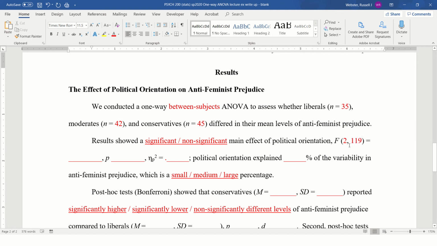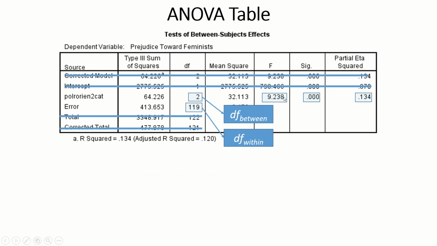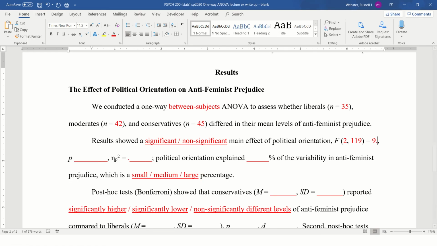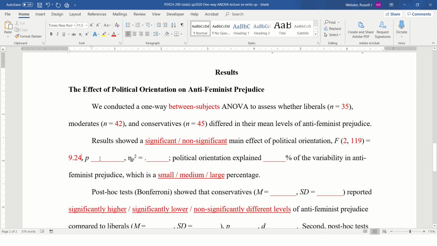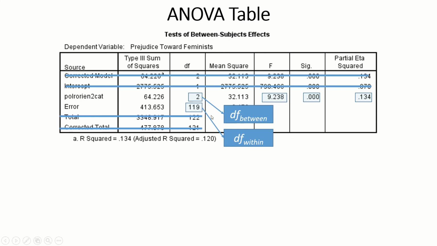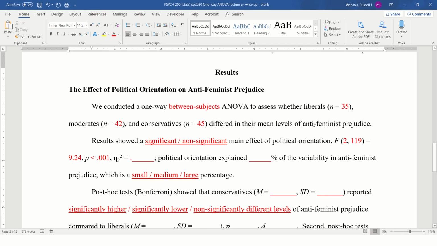So F(2, 119) equals, and then here we'll put our actual F value, which is 9.24, and our p value, our sig value here, we get the triple zeros. So we denote that as p less than 0.001, because p never ever equals 0. We denote that as p less than 0.001.